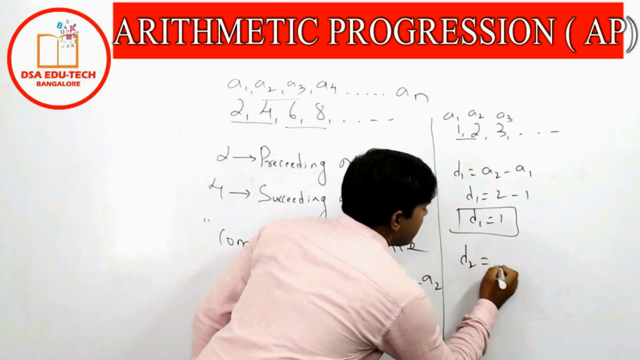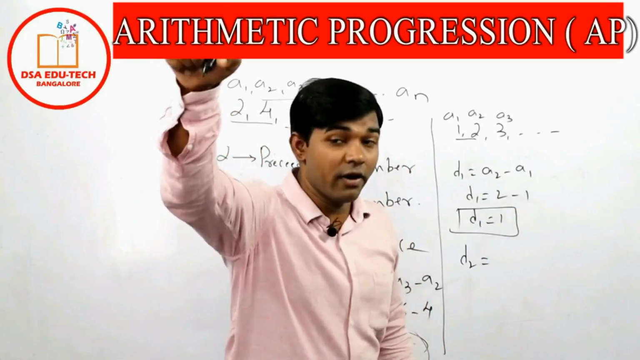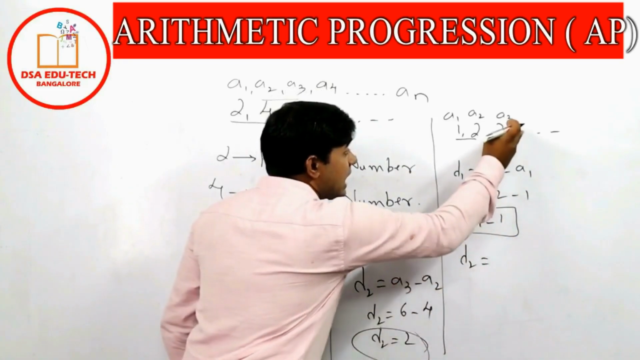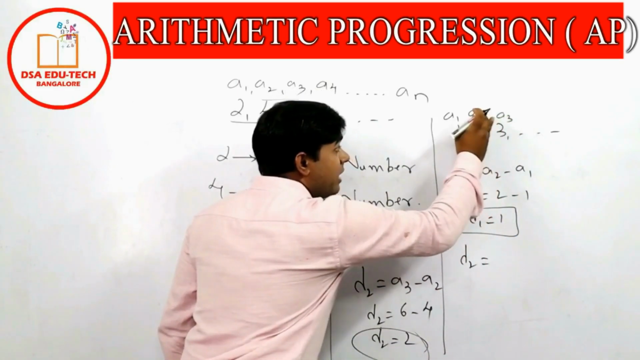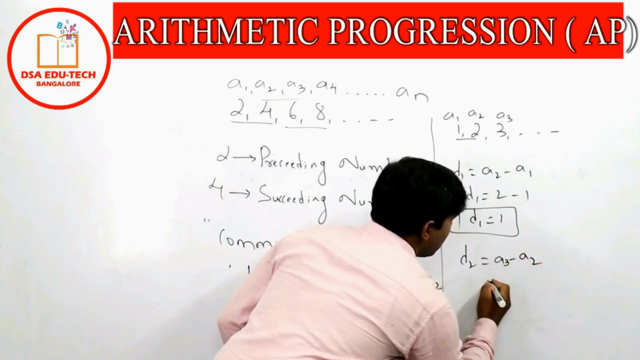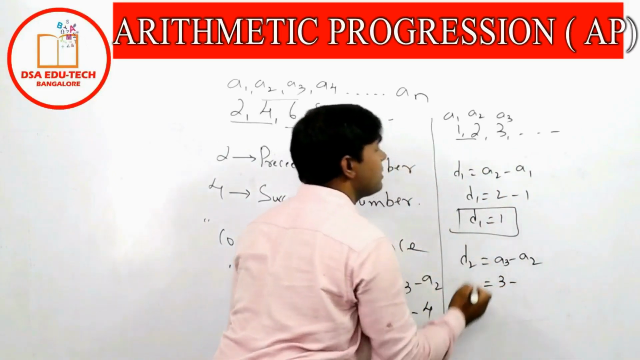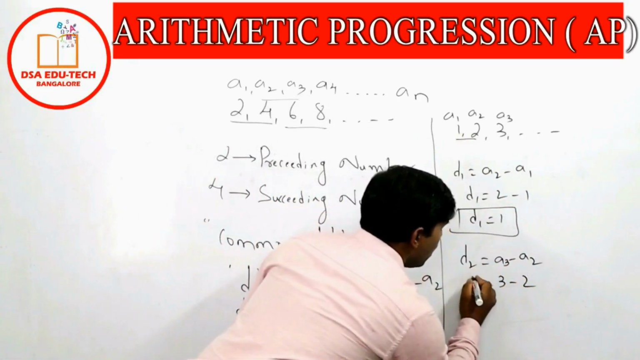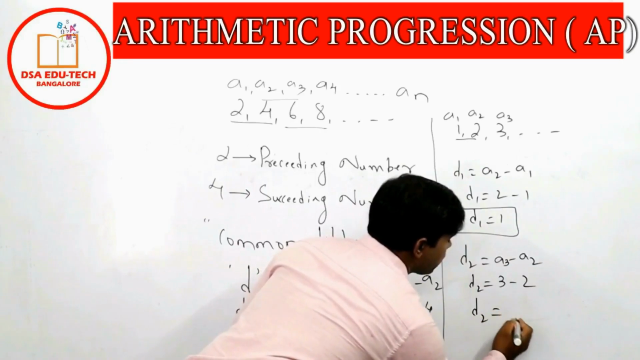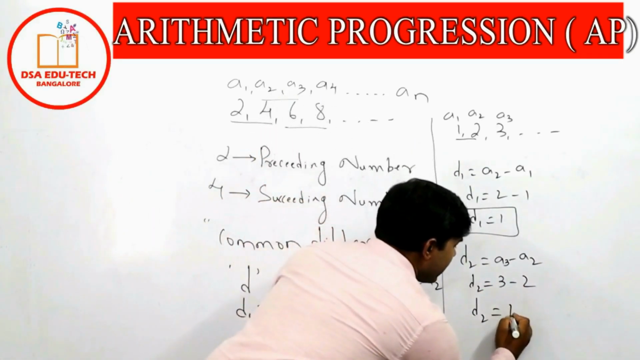So D2 is equal to, what will we write? Yes, Abhishek, Superman. So you will write D2 is equal to A3 minus A2. A3 is how much here? A3 is 3, minus A2 which is 2. So D2 is equal to 3 minus 2, which is nothing but 1. Okay, so we are getting 1.